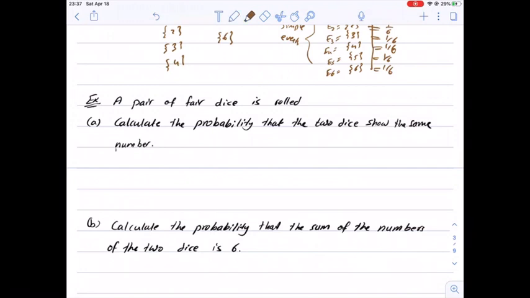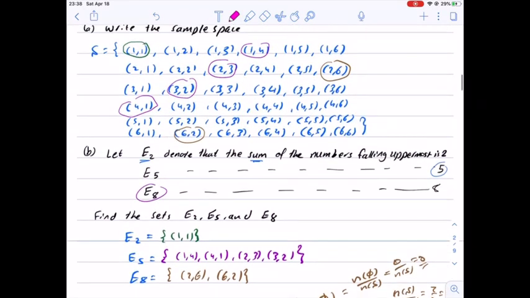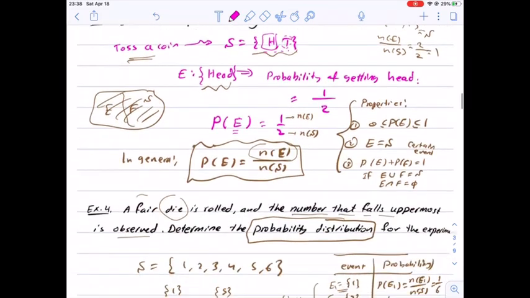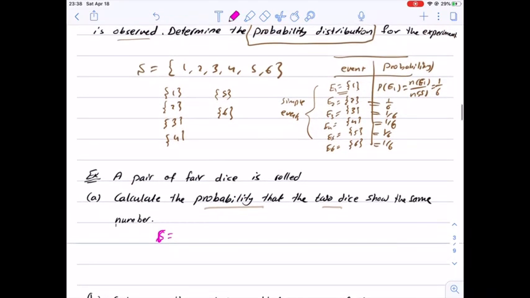Now let's take another example. We have a pair of fair dice rolled, and we want to find the probability that the two dice show the same number. What does that mean? That means we have the following. The sample space is as before. This is the sample space of rolling two dice, and we have the event of getting the same number on both of the two dice. So we have the event E.